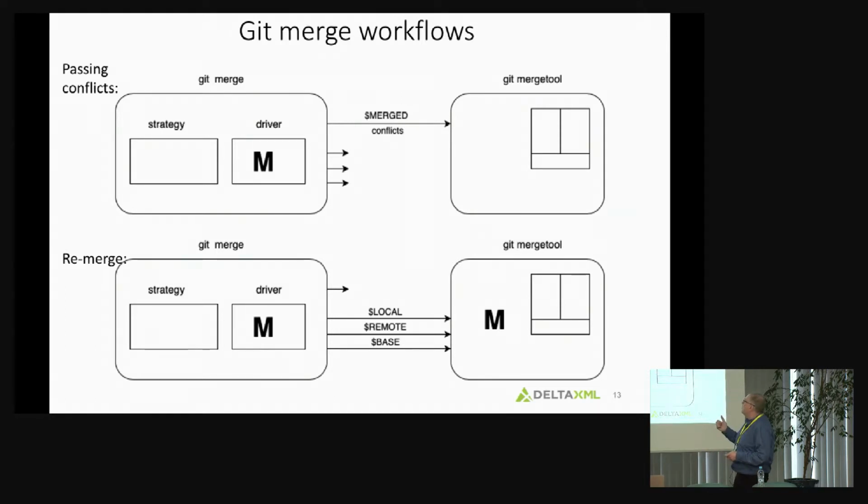So the 2 patterns we've seen and identified are one where the driver will produce a result, and that result is typically a file with textual line markers. These have angle brackets in them, typically 7 angle brackets in a row, equals signs, and another angle bracket, and those differentiate the conflicting lines. I will show you one of those later.